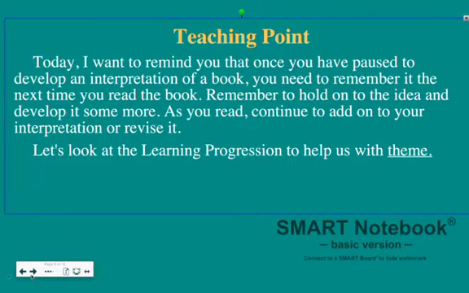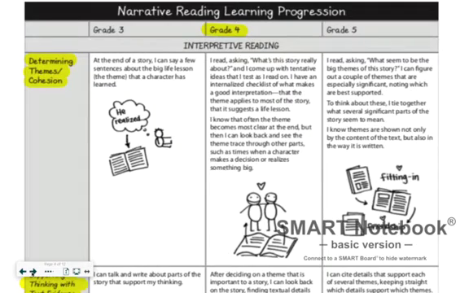and that's okay. So we're going to quickly go over our learning progressions, which is where we're supposed to be in fourth grade, so you guys understand what you need to know about theme. I read asking, what is the story really about? And I come up with tentative ideas that I test as I read on. I have an internalized checklist of what makes a good interpretation, that the theme applies to most of the story, that it suggests a life lesson. So like you're constantly checking those objects, those characters, those settings.